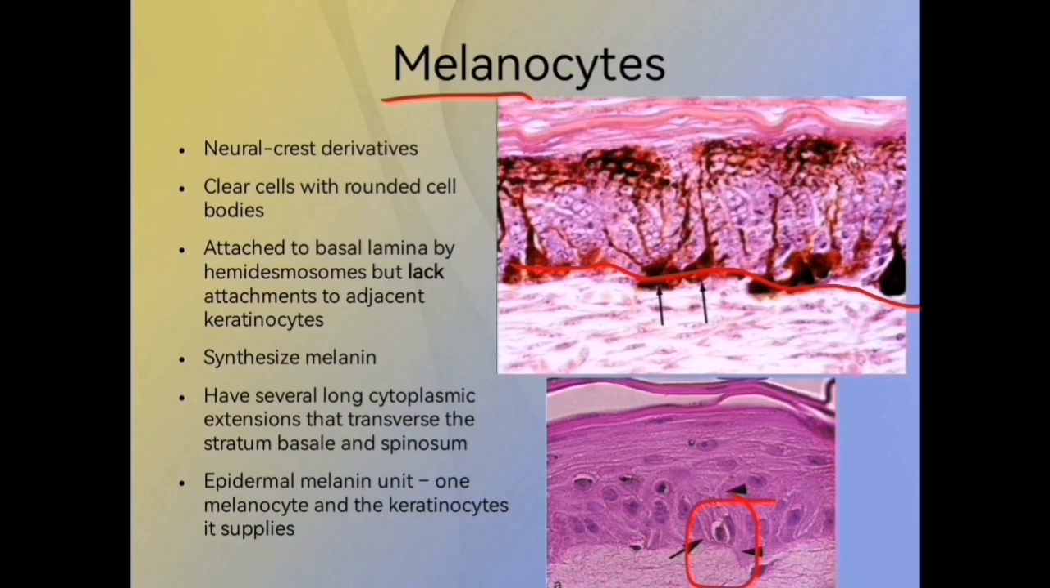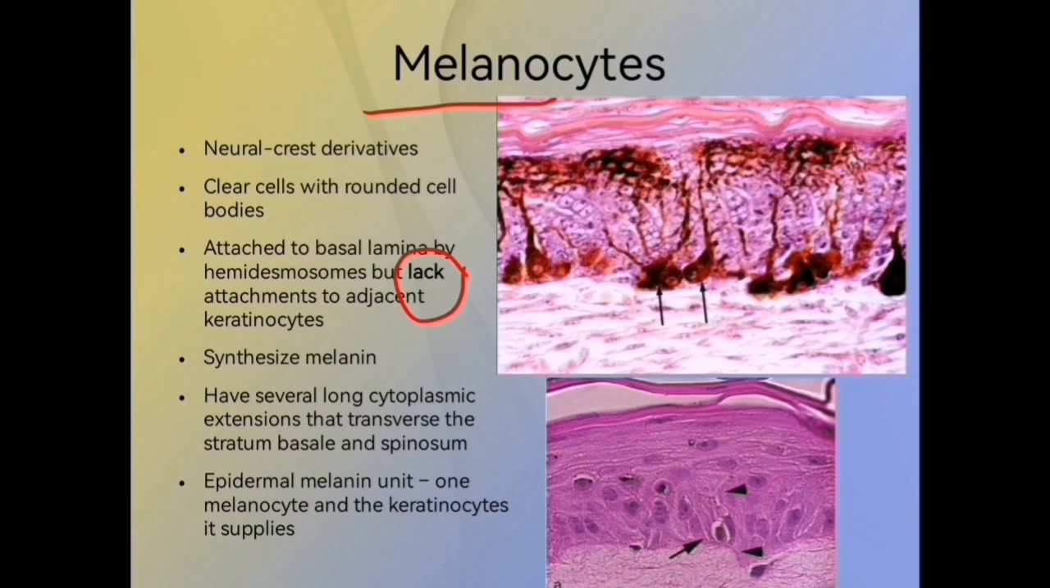They are attached to the basal lamina by the hemidesmosomes, but they lack individual attachments to their adjacent keratinocytes. These cells have long cytoplasmic extensions which extend between the keratinocytes in the layers of the stratum basale and the stratum spinosum, such that when these melanocytes synthesize their melanosomes, they will travel within the cytoplasmic extensions to various cells in various layers of the epidermis.